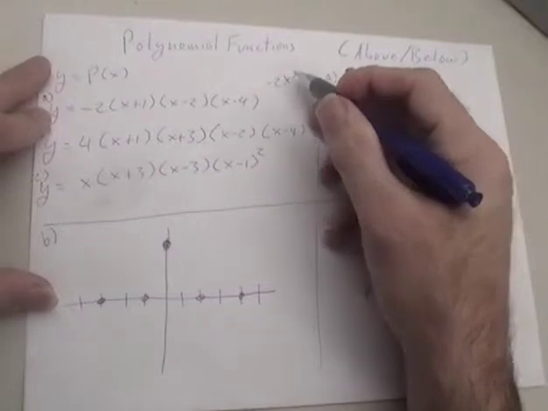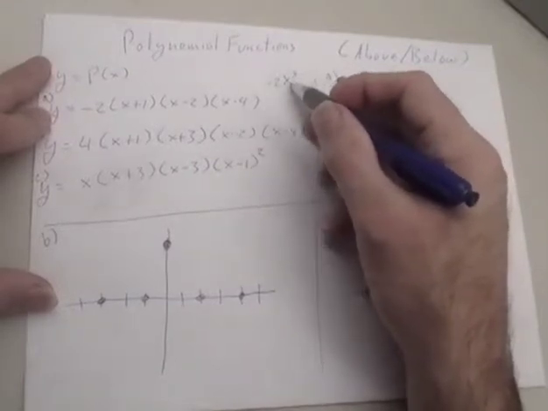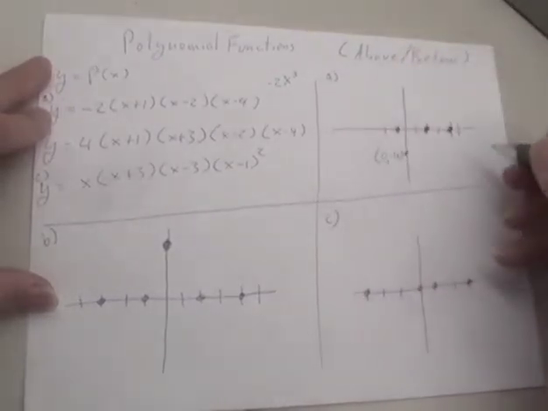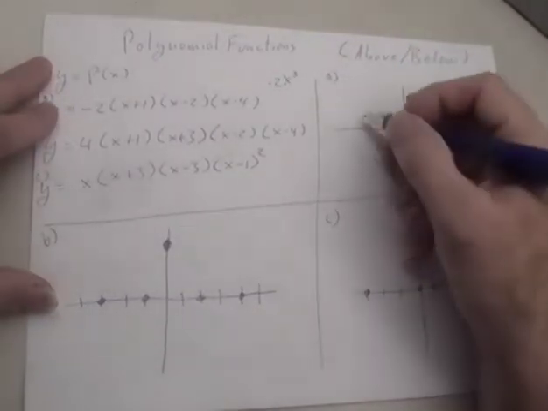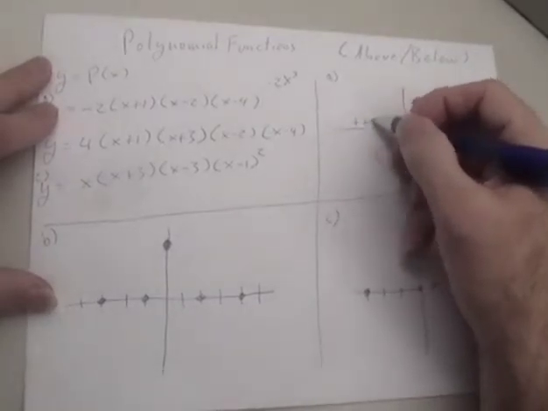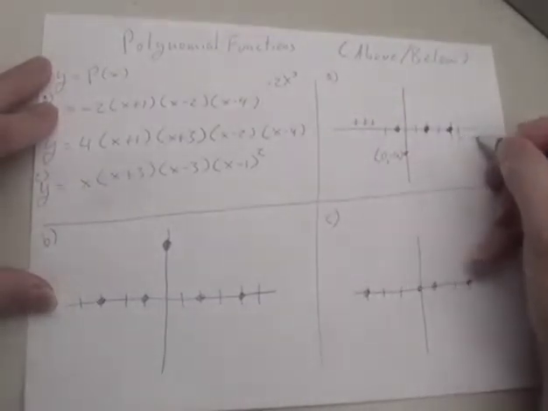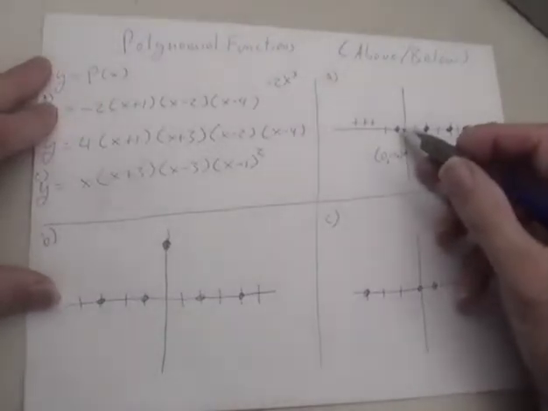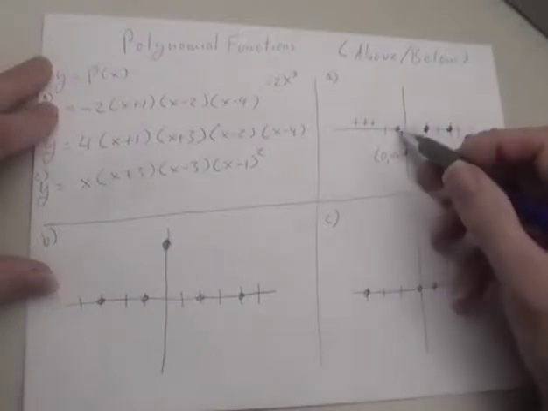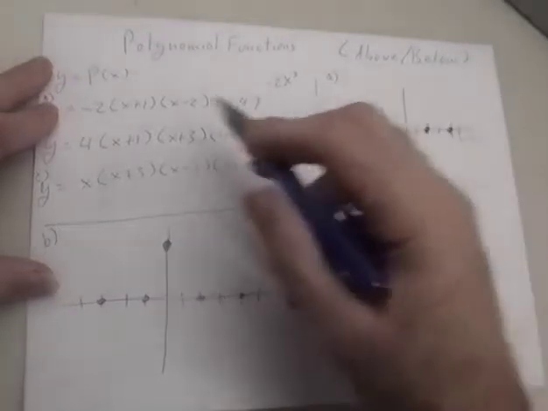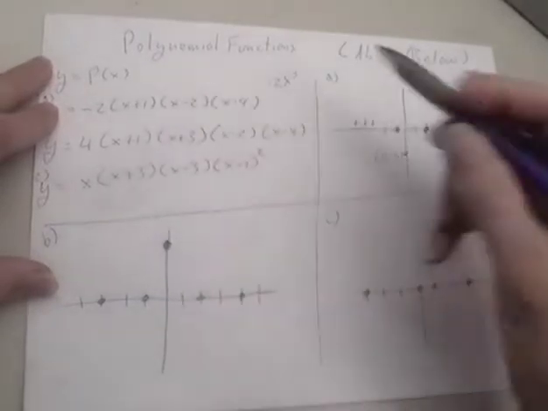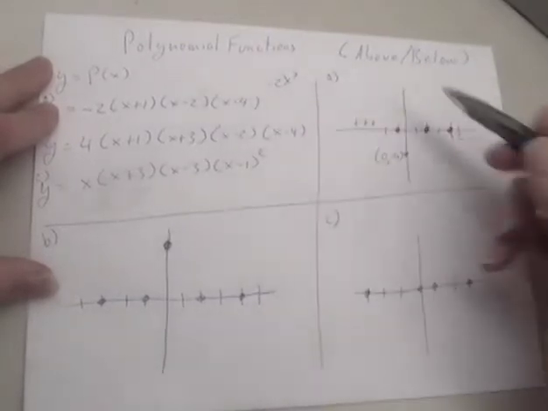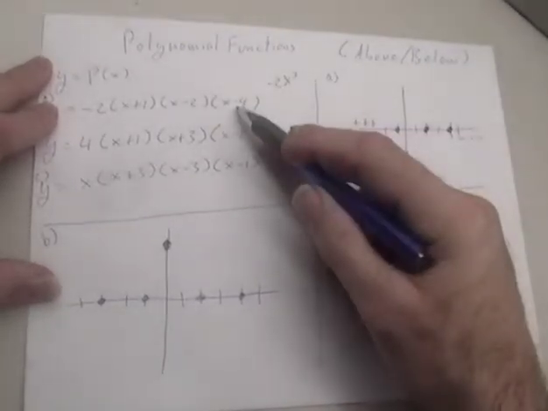Odd function, well, an odd highest power with a negative in front. That means that I expect it to start high and end low. For right now, I'm just going to mark that it starts above the axis and it ends below the axis. Now what happens at my intercepts? I've put an intercept at -1, 0 because of this term, at 2, 0 because of this term, and at 4, 0 because of this term.